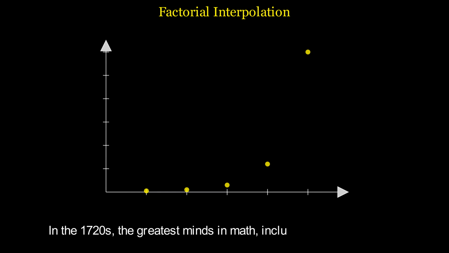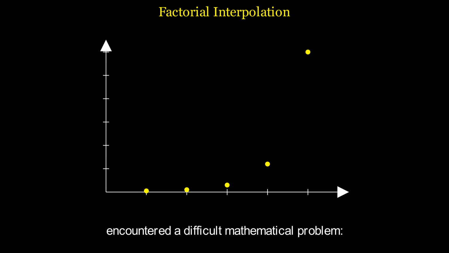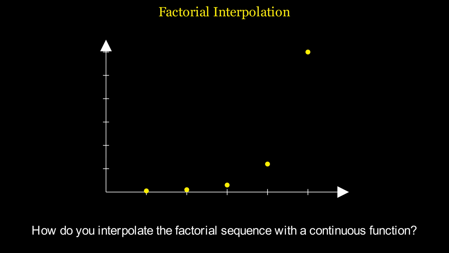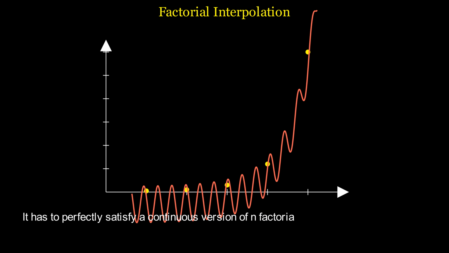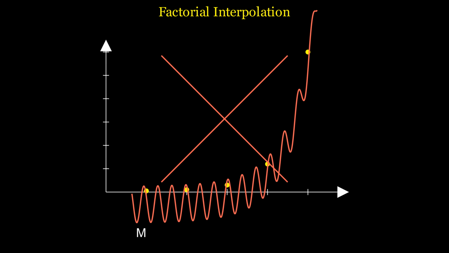In the 1720s, the greatest minds in math, including Daniel Bernoulli, encountered a difficult mathematical problem. How do you interpolate the factorial sequence with a continuous function? You can't just draw any polynomial. It has to perfectly satisfy a continuous version of n factorial equals n times n minus 1 factorial. No one knew how to do it.